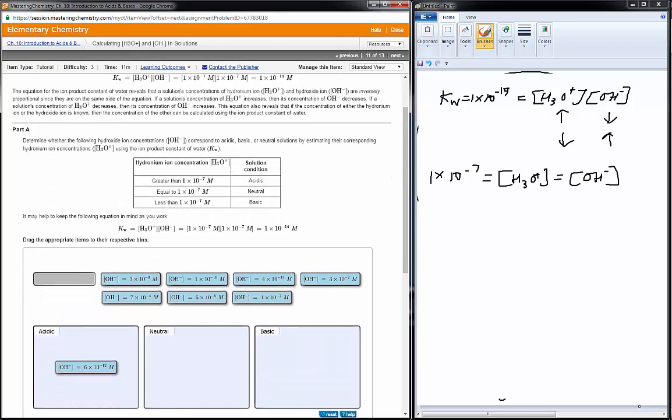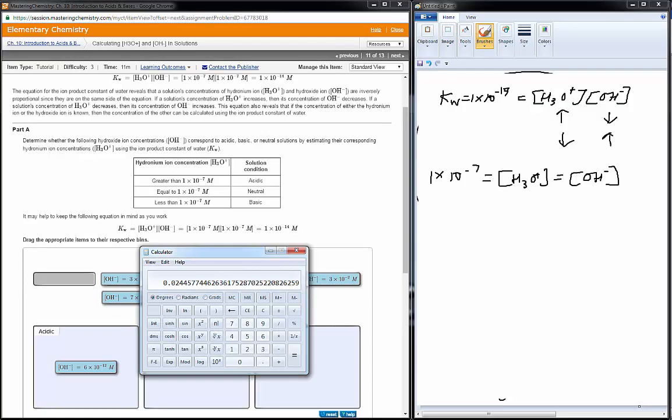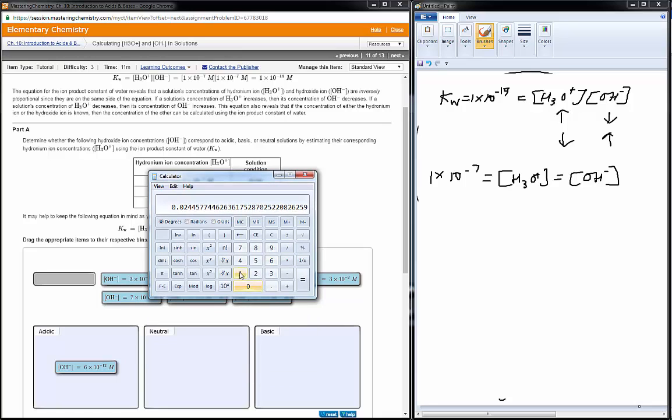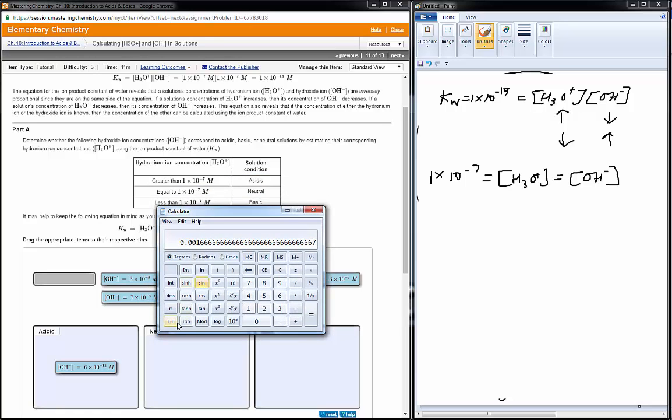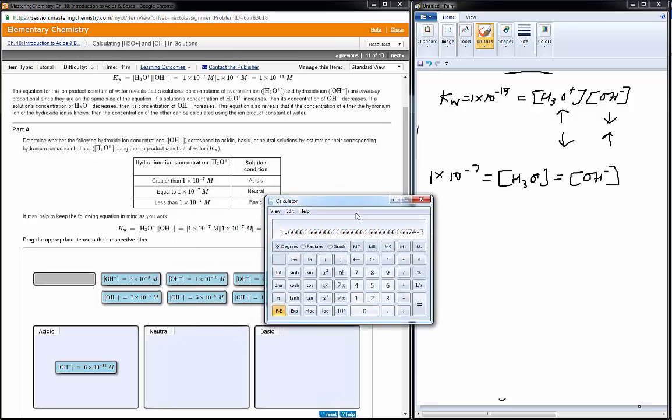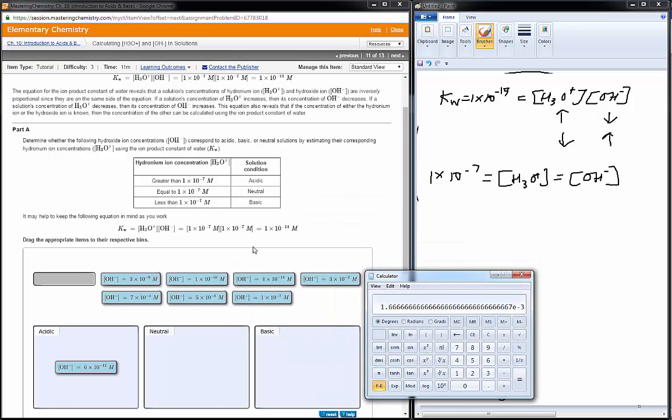Now you don't have to eyeball it, you can actually plug it in, and here I'll show you. If we just plug this in, 1 times 10 to the negative 14th, divide out the hydroxide that we've got, which is 6 times 10 to the negative 12th. And we see that our H3O plus concentration is 0.00166, or 1.66 times 10 to the negative 3rd. That is definitely greater than 1 times 10 to the negative 7th. So again, that's acidic. So you can either plug this in your calculator, or you can eyeball it like we're doing here. We'll do a little bit of both.